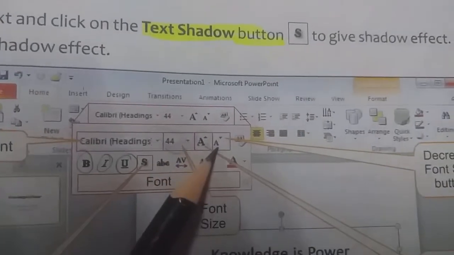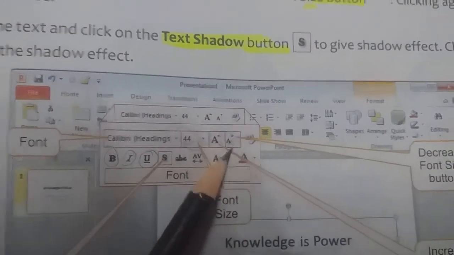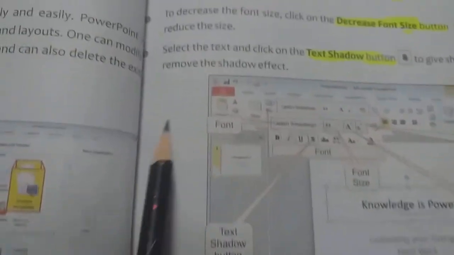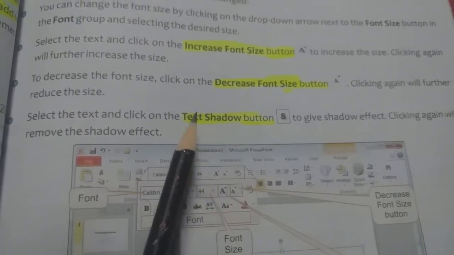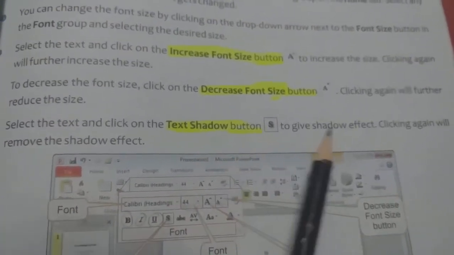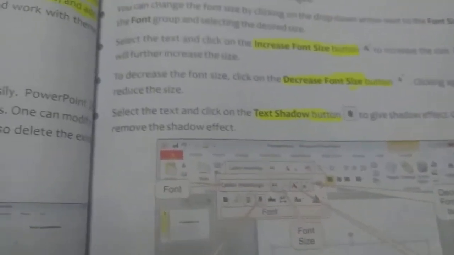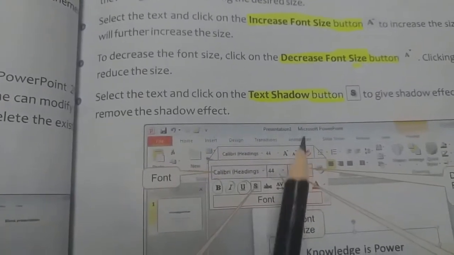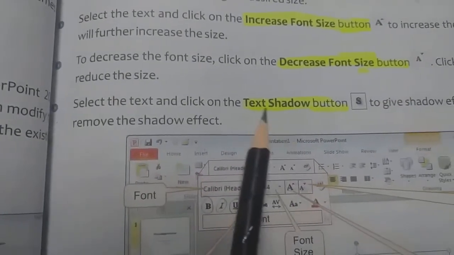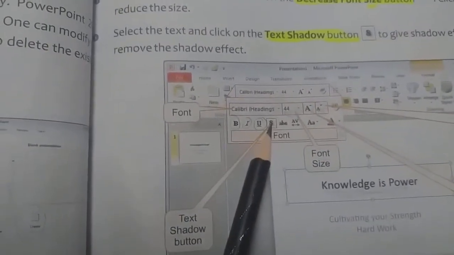If we want to decrease the size, हमने कम करना है, then we can choose this option. Yes, so after this, select the text and click on the text shadow button to give shadow effect, and clicking again will remove the shadow effect. अगर हमने shadow effect देना है then we can take the help of this text shadow option. Yes, this is text shadow option.